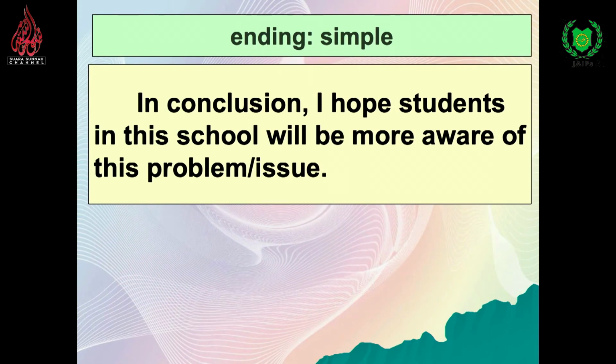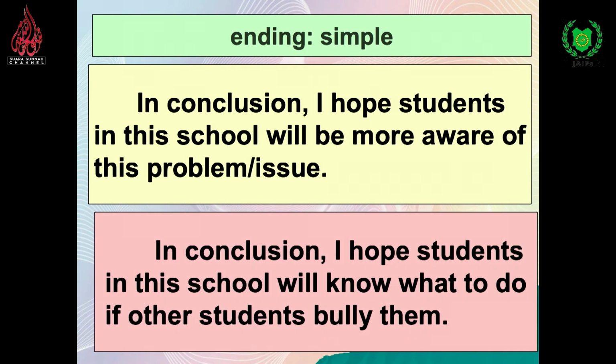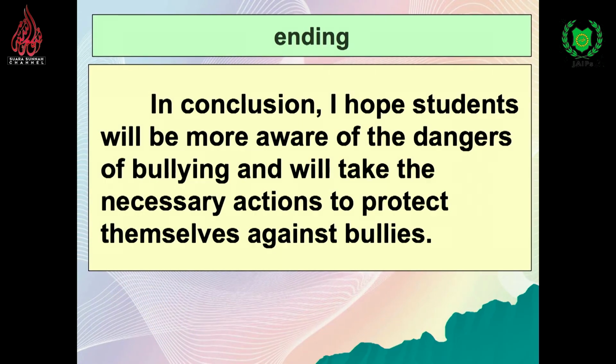A very simple ending. I always tell my students to write something about hope. Okay, so you just write, in conclusion, I hope students in this school will be more aware of this problem or this issue. In conclusion, I hope students in this school will know what to do if other students bully them. Okay, this is also another way to write. This is a better way. In conclusion, I hope students will be more aware of the dangers of bullying and will take the necessary actions to protect themselves against bullies. Of course, this is a better sentence.